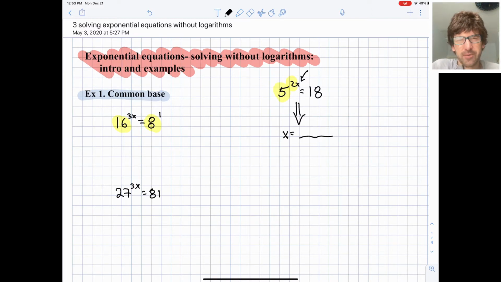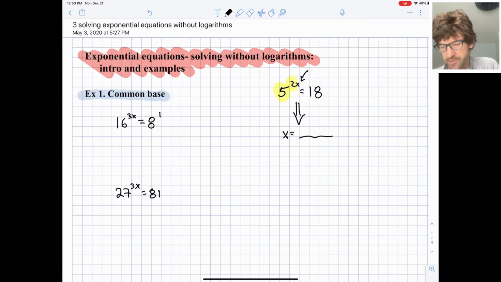If we could get a common base, we'd be making some good progress here, but 16 and 8 are not equal. They're different values, right? So we need to try to turn them into equivalent values somehow. This is going to be a lot easier if you are familiar with some power sequences. Okay, so I'll write those over on the left-hand side.